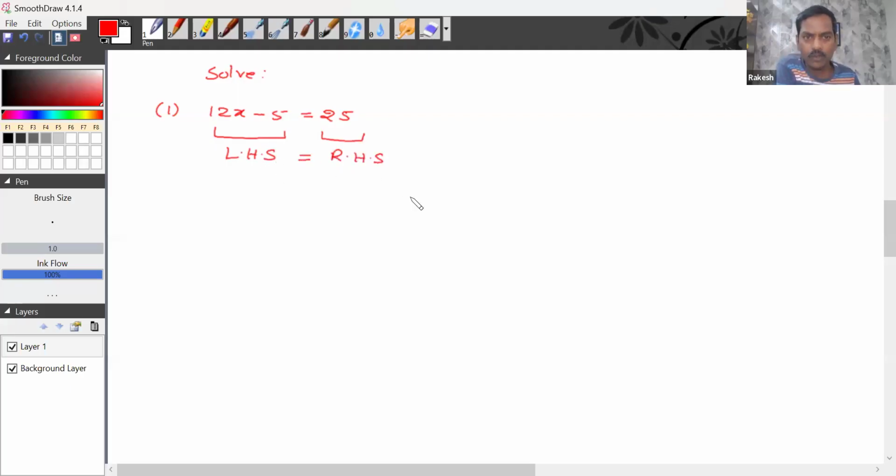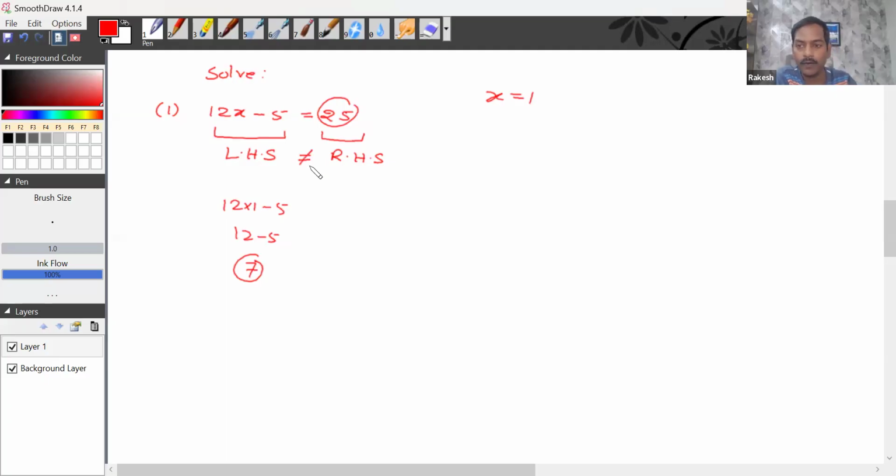If LHS is equal to RHS, that simply means that x should be assigned such a value that when we replace x with that number, whatever the value of LHS is, the same value should be for the RHS, right? For example, if I just randomly put some number for x, let us assume that the value of x is 1. I'll be getting 12 into 1 minus 5, which comes out to be 12 minus 5, which is 7. So LHS is 7, but RHS is how much? 25, which is not equal.